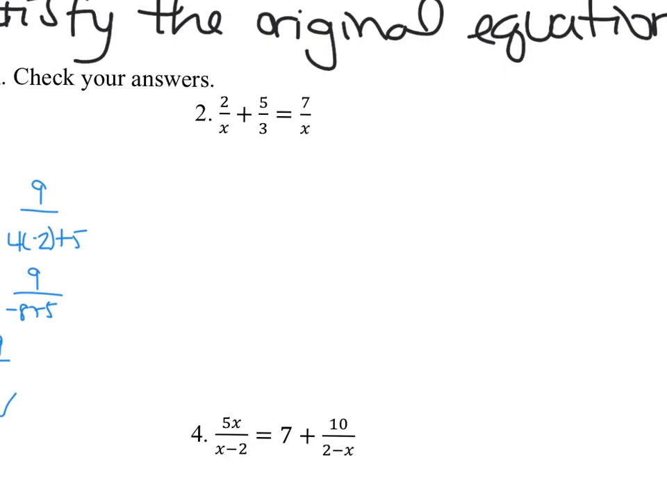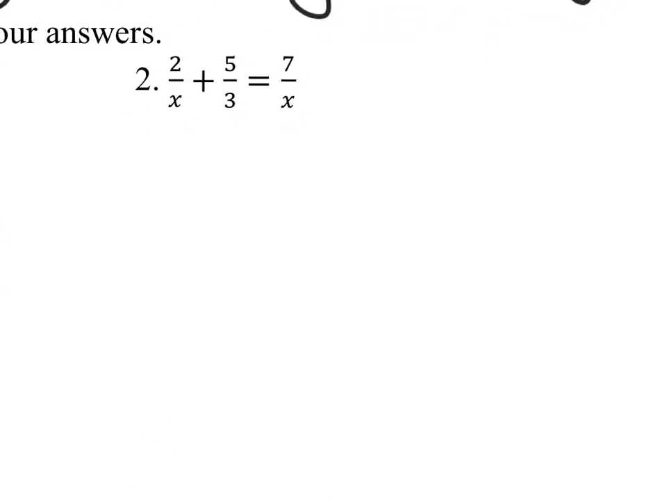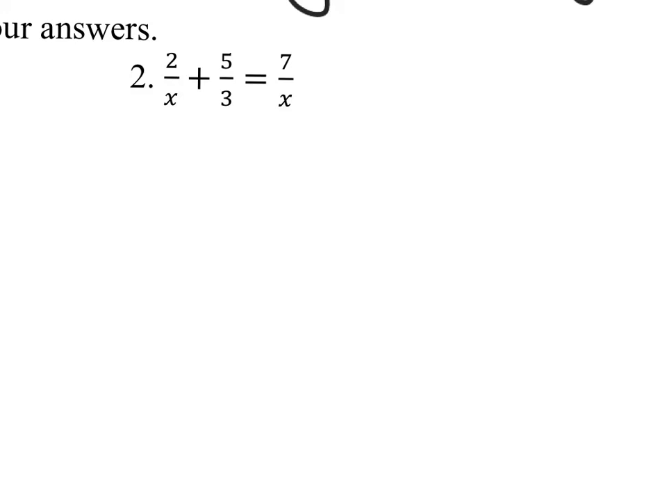If I come over and look at example 2, I need to first see if I can cross multiply. If I look at a problem like this, I can't cross multiply because it's not fraction equals fraction. So my only next option is to multiply by a common denominator. You could technically solve this problem in two ways. I'm going to do it this first way first, and then we'll go to the other way.